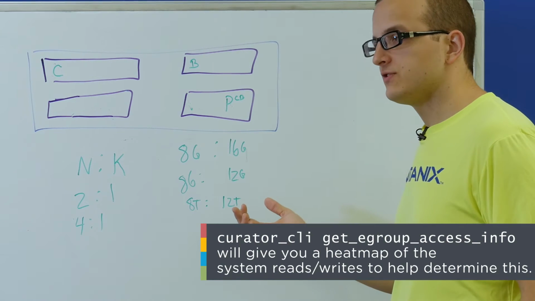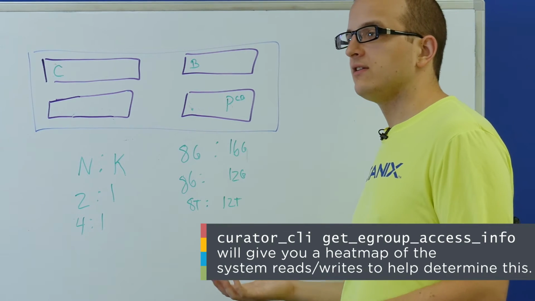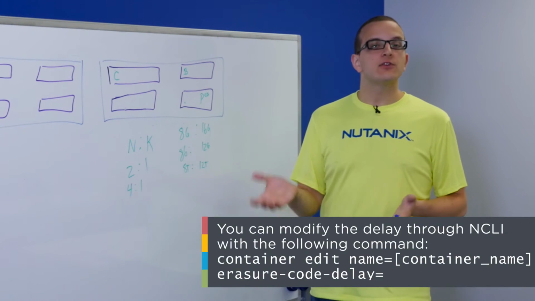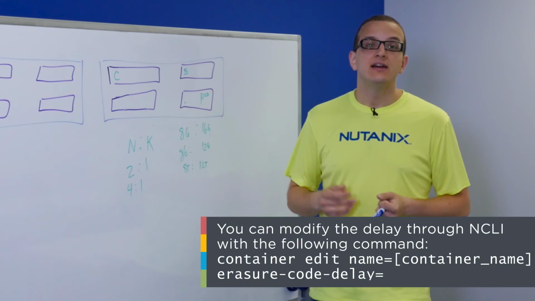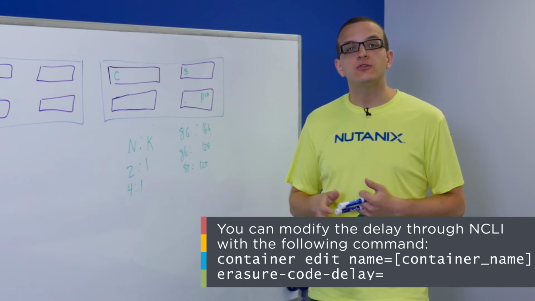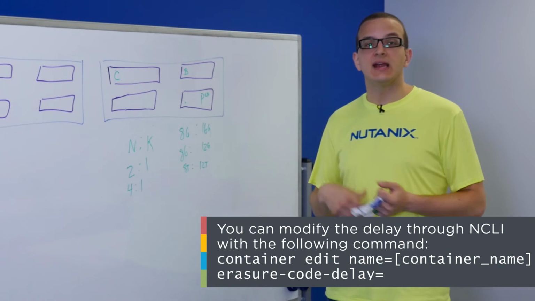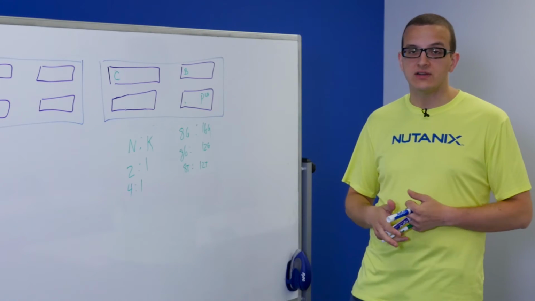Curator is the guy who's in charge of doing the erasure codes, and he only runs this on cold data. By default, it does it on data that hasn't been written to in an hour. However, you can configure that from NCLI to increase the delay. So for example, only run it on data that hasn't been written to in a day or a week or a month, depending on your system and your current needs.